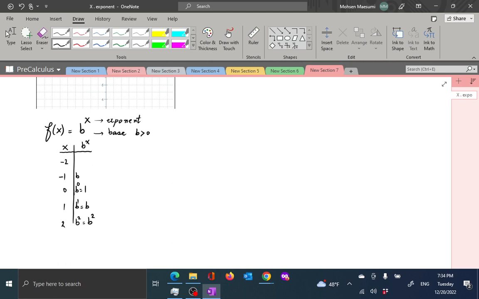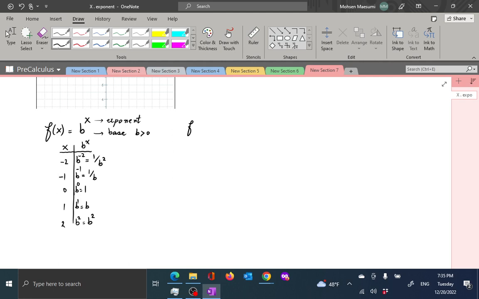B to the power of -1, do we remember from previous classes? B to the power of -1 is the same as the reciprocal of b. B to the power of -2 is the reciprocal of b squared. So these are our 5 numbers, and all that's left is to plot them.